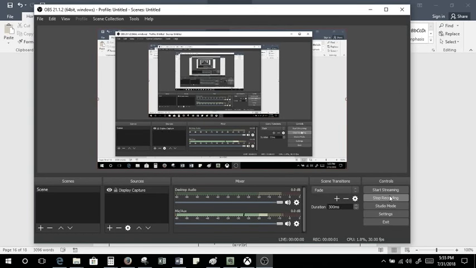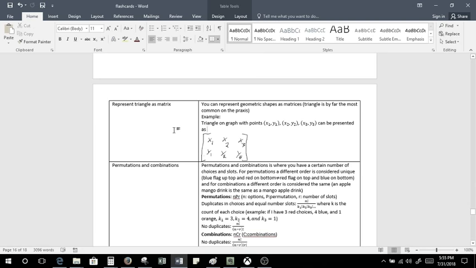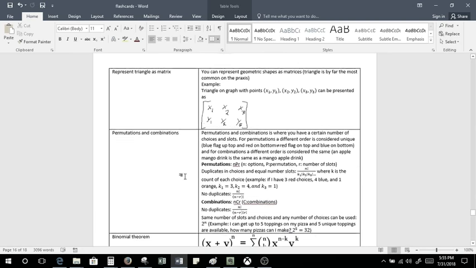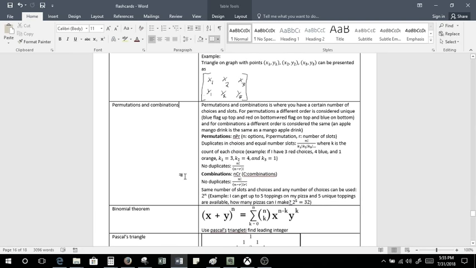All right, today we're going to be looking at discrete math. So we're going to start with permutations and combinations. Permutations and combinations is where you have a certain number of choices and slots. I have 5 people and putting them into 6 chairs, so something along those lines.